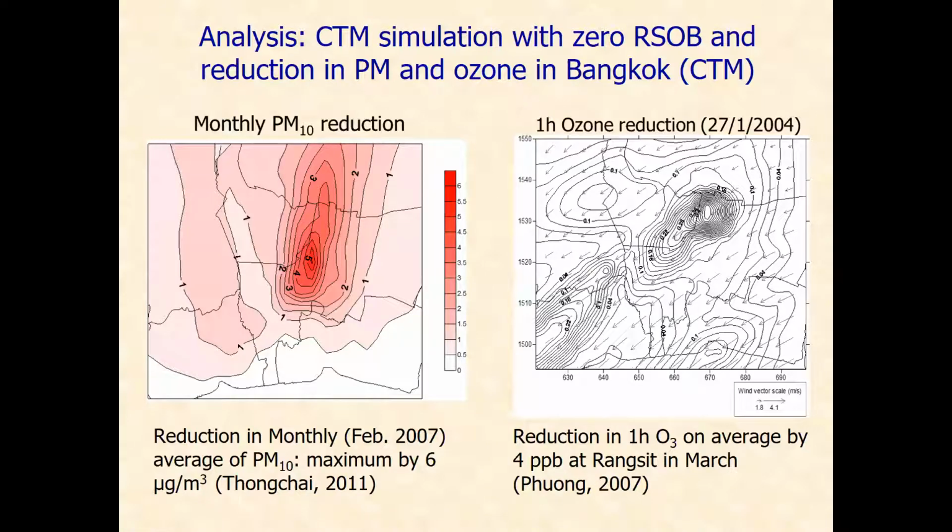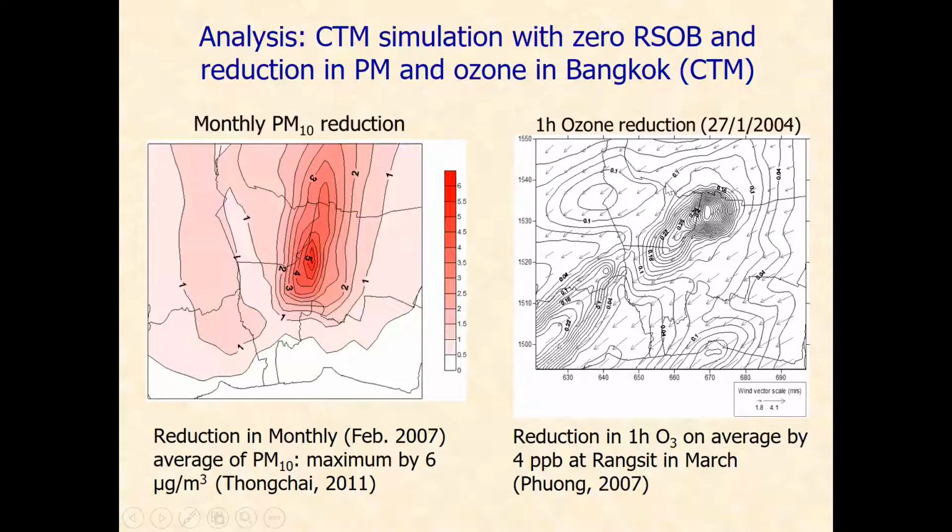So what further do we need to do in the analysis? So now we try to run CTM. CTM stands for chemical transport model, and try to simulate different scenarios. And this is for the Bangkok case. First, we try to simulate with 0 rice straw open burning and see how much reduction in PM and ozone air quality in Bangkok. And this shows the monthly concentration reduction when we do 0 rice straw open burning. So we can actually reduce PM2.5, PM10 monthly average maximum by 6 microgram per cubic meter. So the monthly average can reduce by 6, if we totally ban rice straw open burning in the Bangkok metropolitan region.